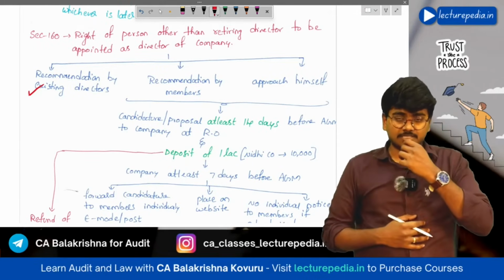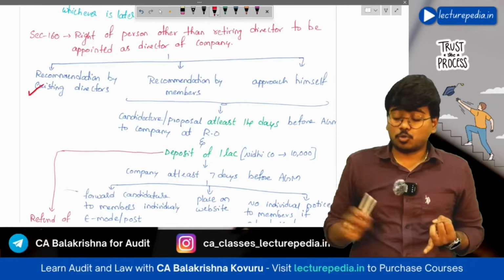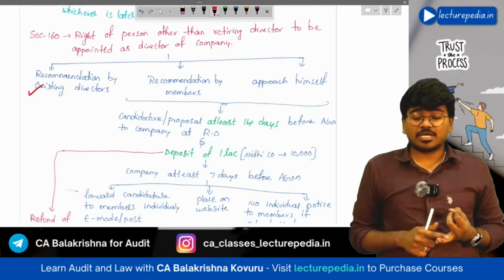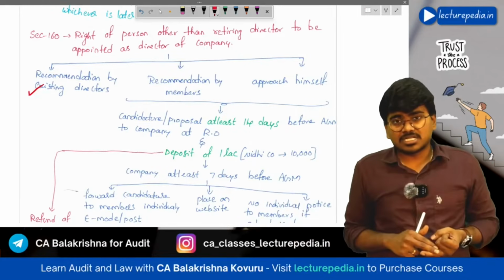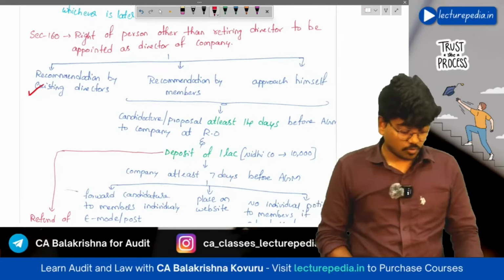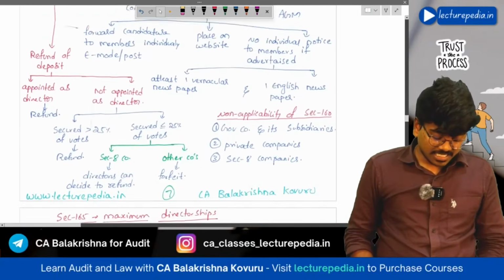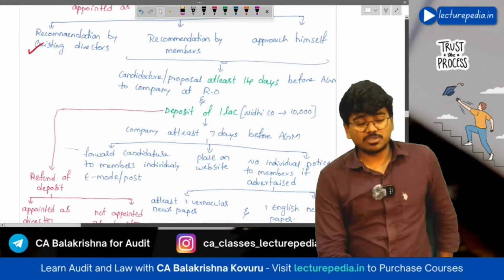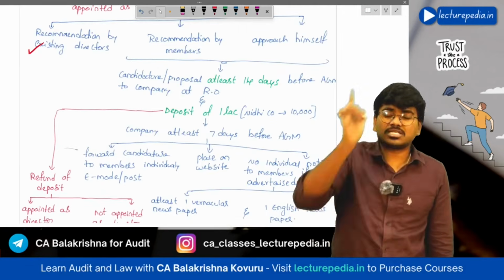procedure of section 160. But if the recommendation has come from shareholders to appoint a person as a director, or the person himself has approached the company to appoint him as a director, in such a situation what has to be done is, first of all, the candidature or the proposal for appointment has to be given to the company at least 14 days before the general meeting.